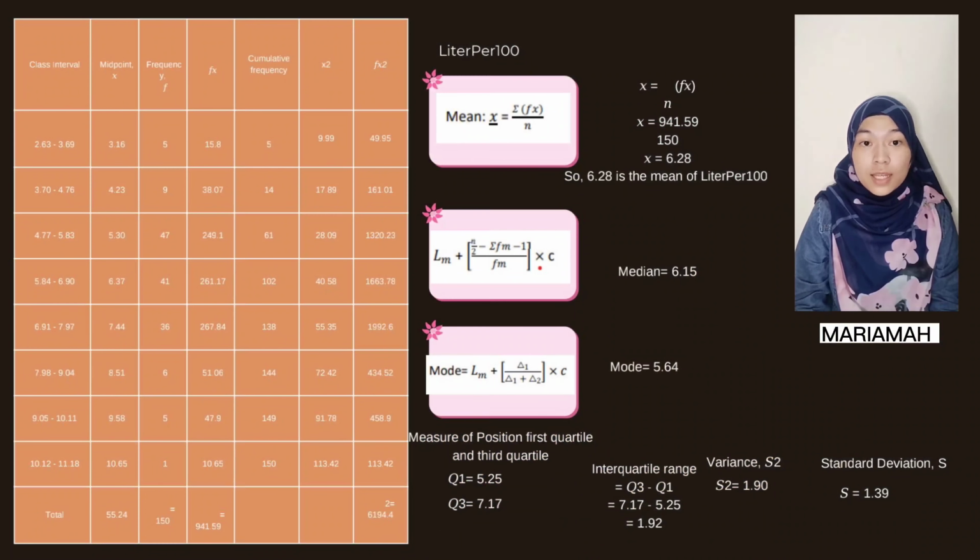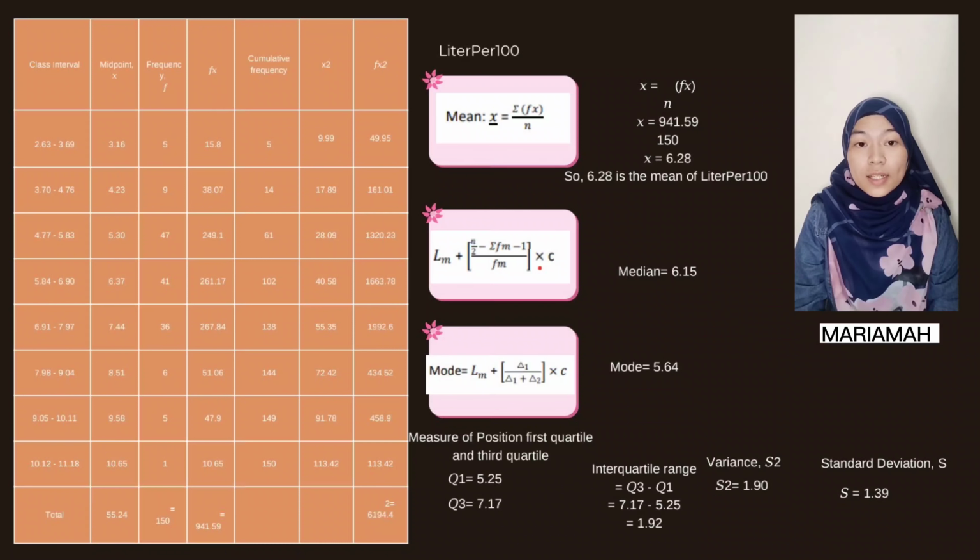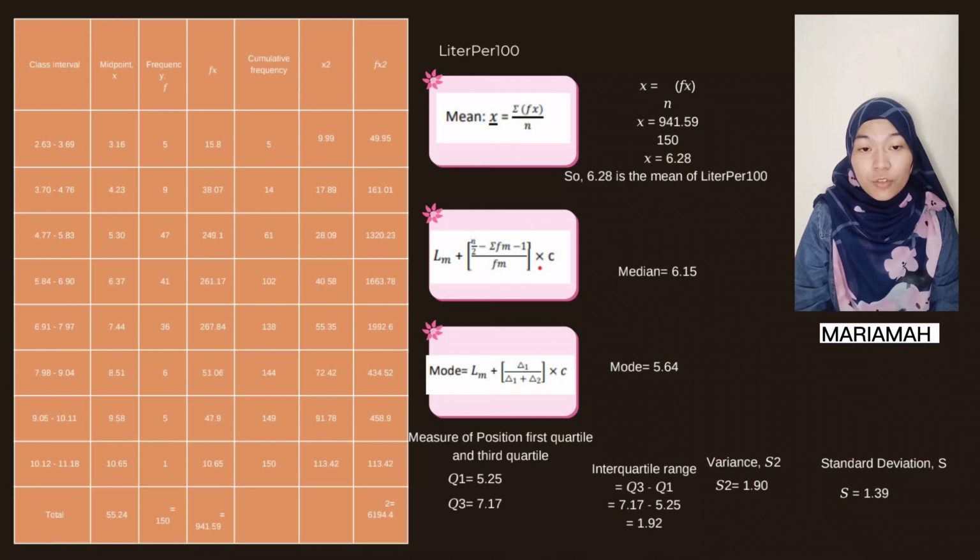The first of the measures of central tendency is the mean. The formula of the mean is mean equals total of fx divided by n. So the mean for liters per 100 is 6.28. Next, I'm going to explain the second measure of central tendency, which is the median. The formula of the median is Lm plus n divided by 2 minus total of Fm minus 1, divided by Fm, multiplied by C. So the median of liters per 100 is 6.15.